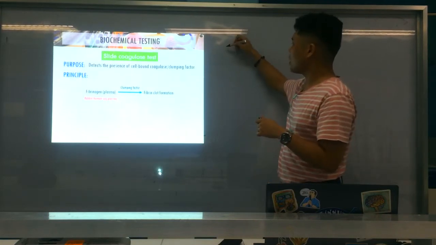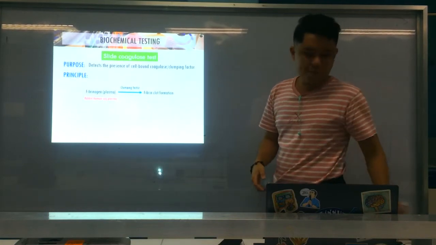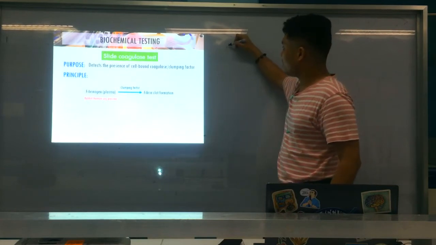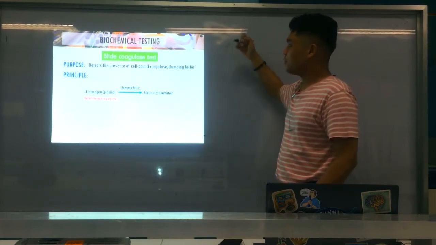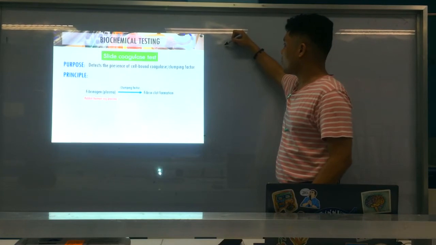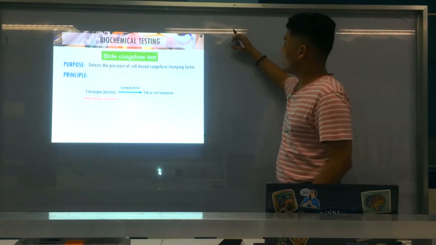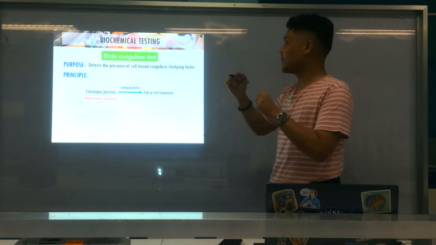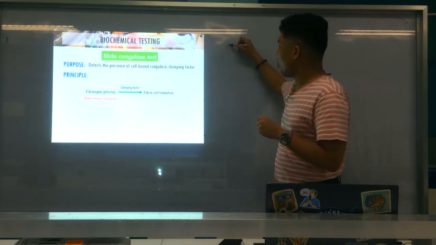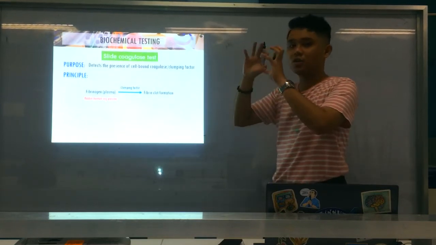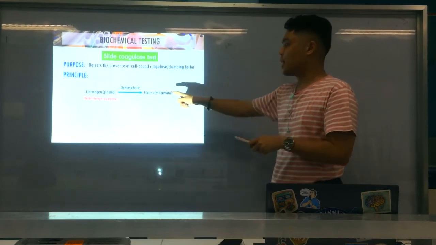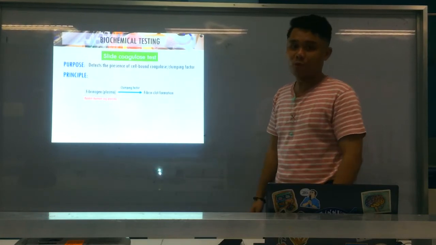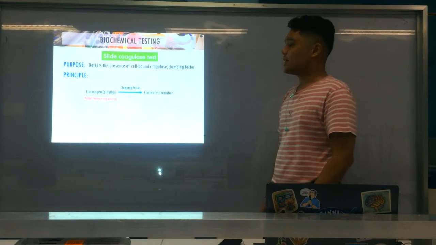Now remember that your clumping factor is in the cell wall, di ba, of your bacteria. Now, in the presence of fibrinogen, pag interact niya with fibrinogen, what happens is mo precipitate ang fibrinogen on the walls of the bacteria or on the surface of the bacteria. That is why naay clot formation na ma-observe. Okay, that's for slide coagulase test.